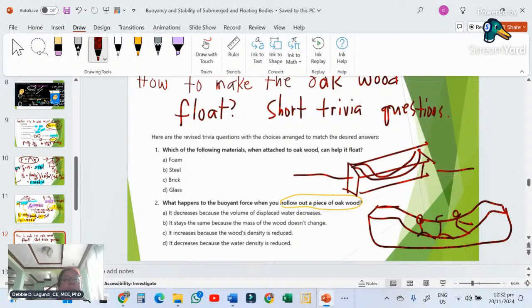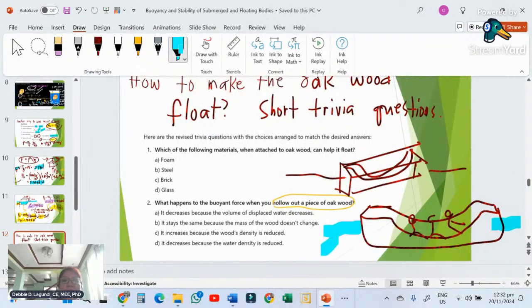So by hollowing out some parts of the wood and submerging this in water, the density can be lessened. The density of your wood can be lessened, so it floats after. Okay, it floats on water.